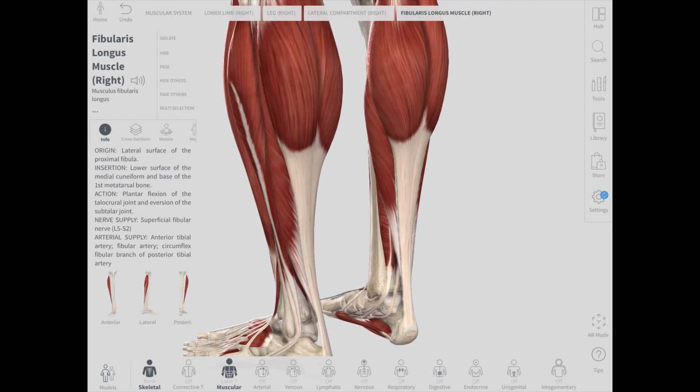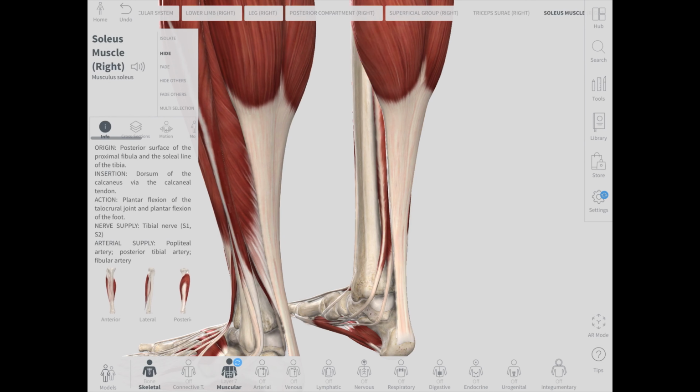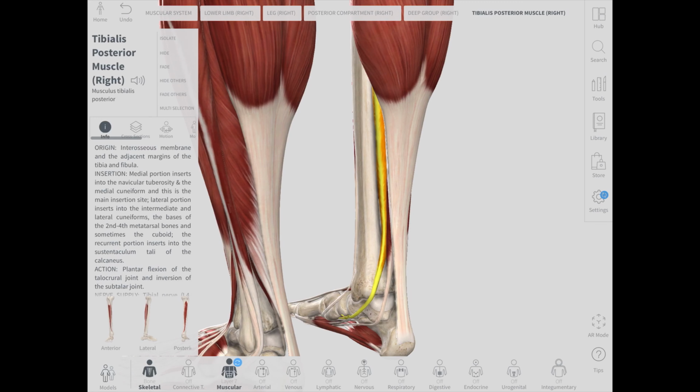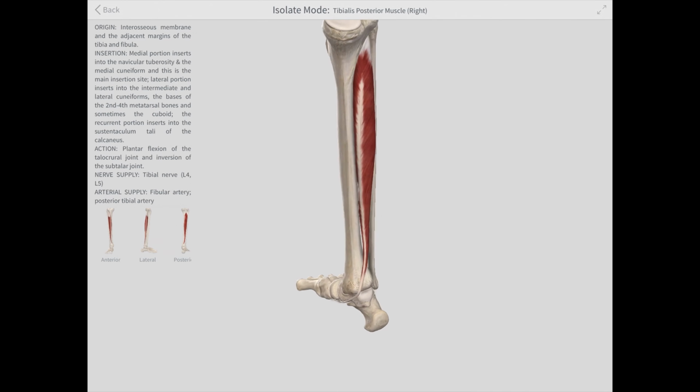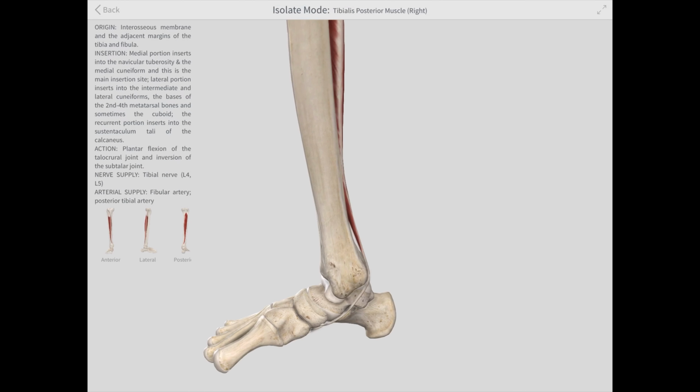And then I'm going to have to just cut away a few muscles here to isolate the tibialis posterior. And you'll see that runs deeply down the inside and then wraps around the inside of the ankle there.